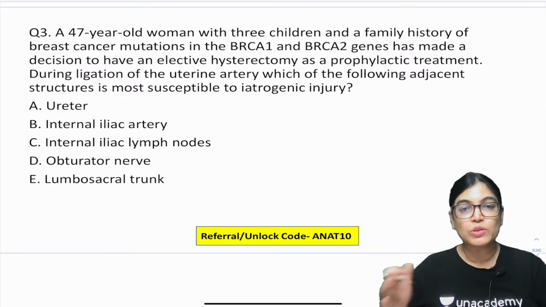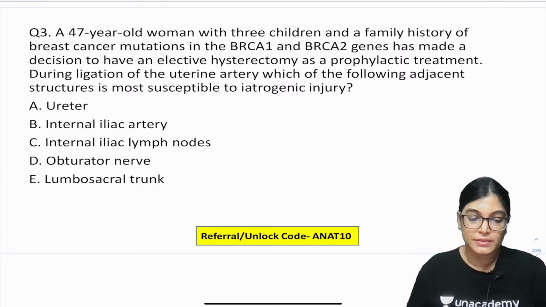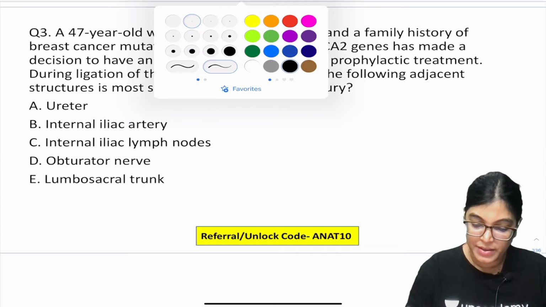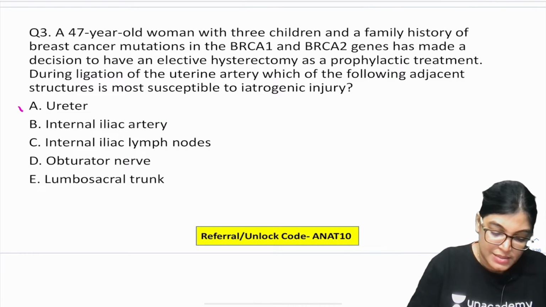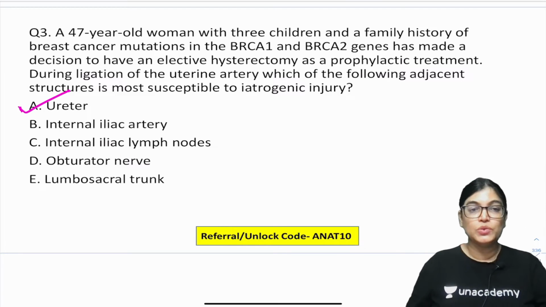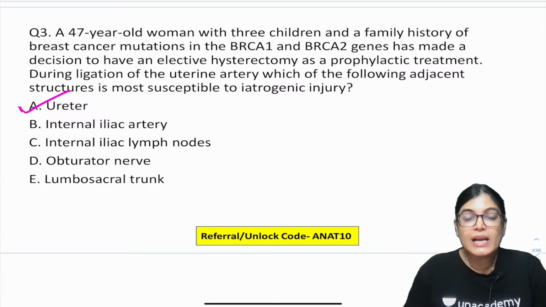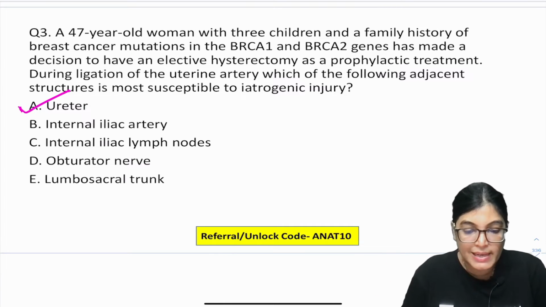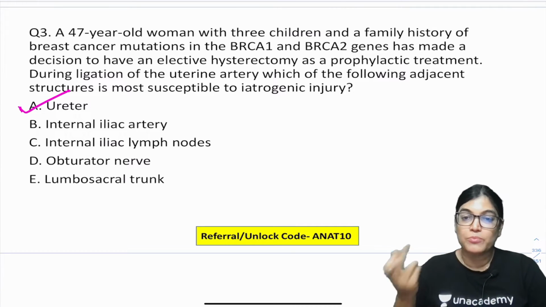That means you have to know the relation of the uterine artery with the most important structure lying very close to it. That is the hint provided here. So, my dear aspirant, the correct answer is ureter. Ureter is the correct answer. During hysterectomy, the removal of the uterus, ligation has to be done for the uterine artery. So, it is important that we know the most important structure lying in the proximity.